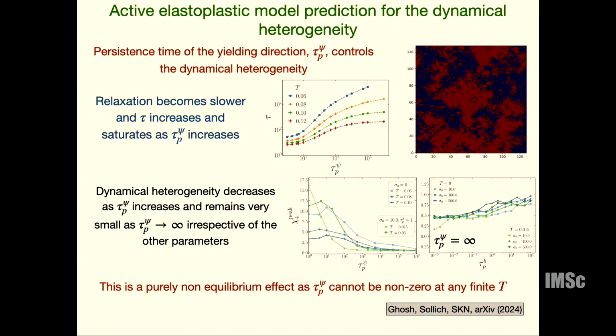So these are of course extreme values taken to illustrate the point, but the main point here is that the persistence time of the yielding direction determines what is the dynamical heterogeneity in this system.